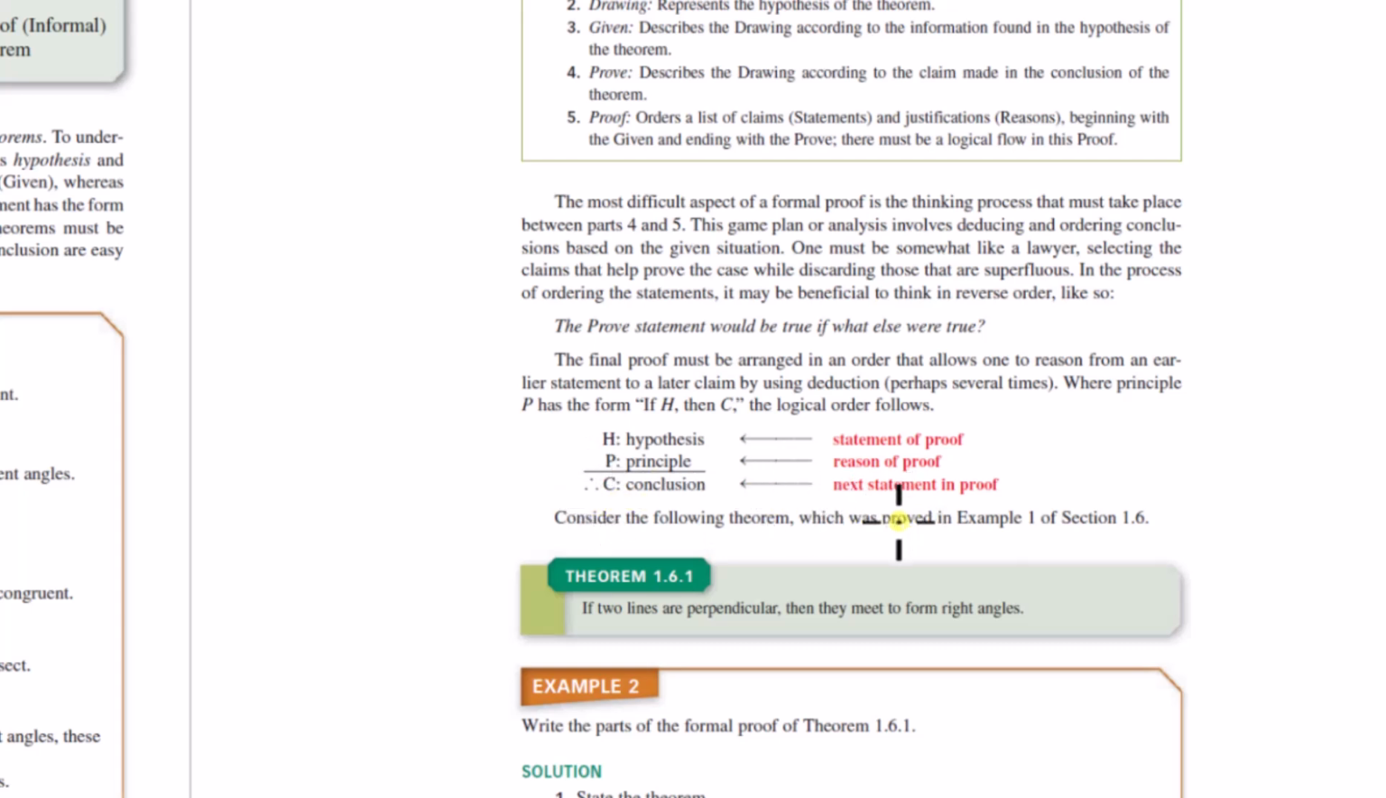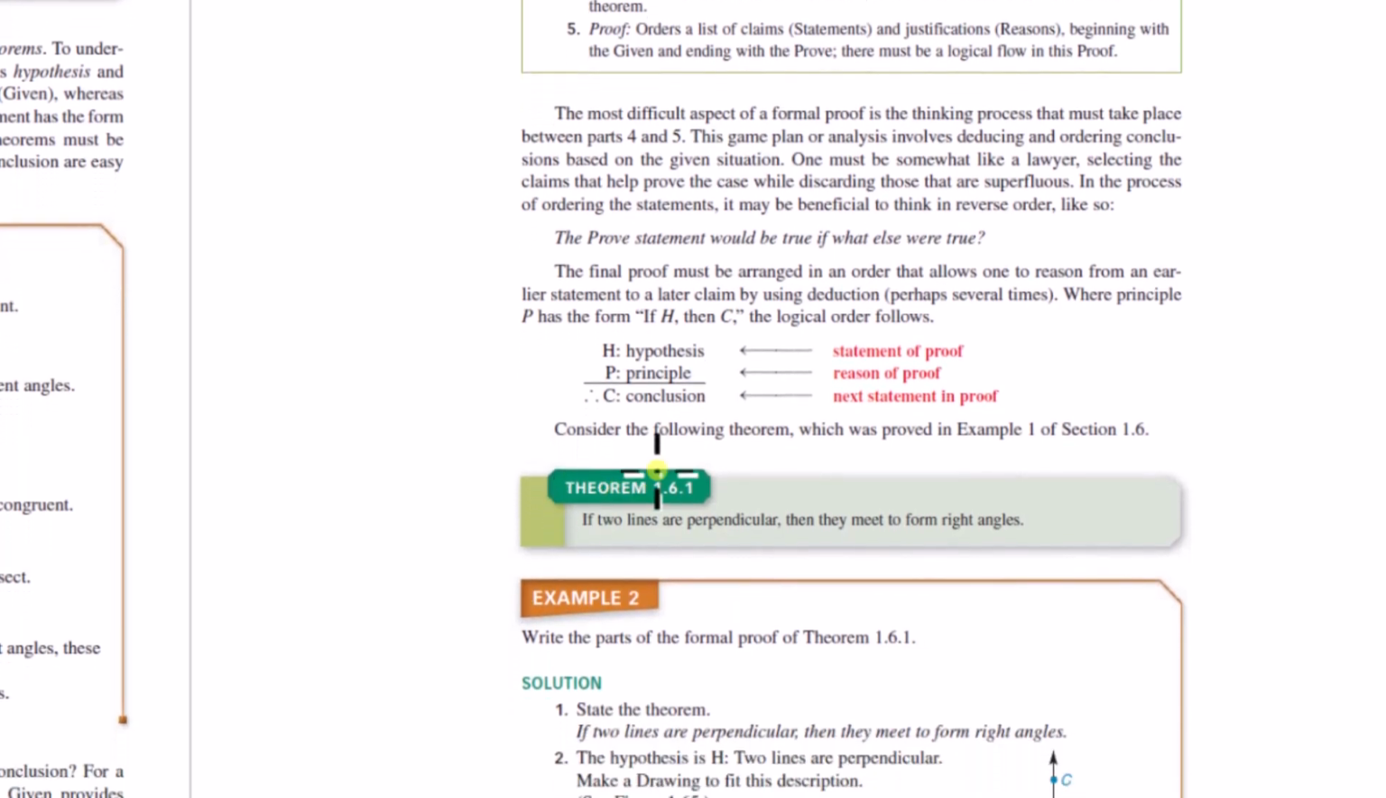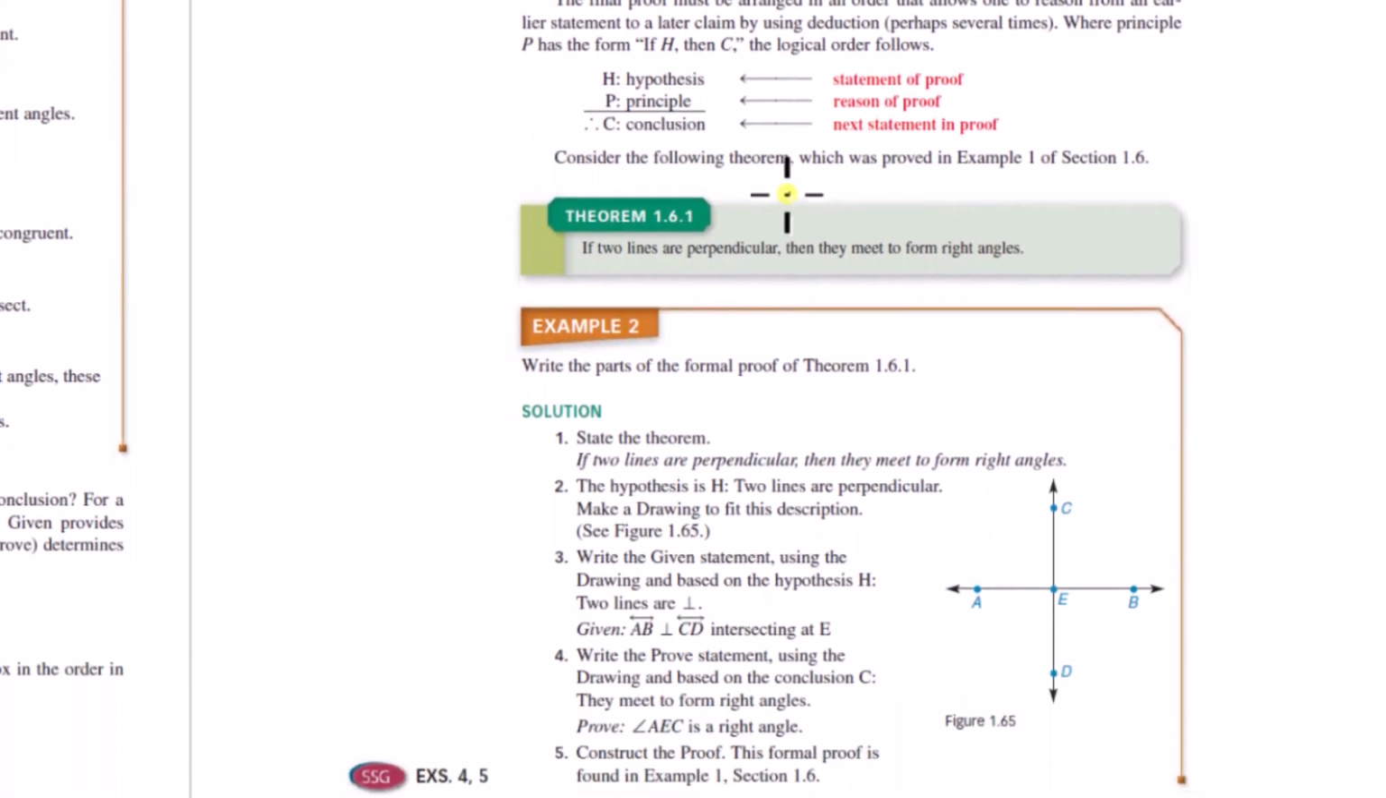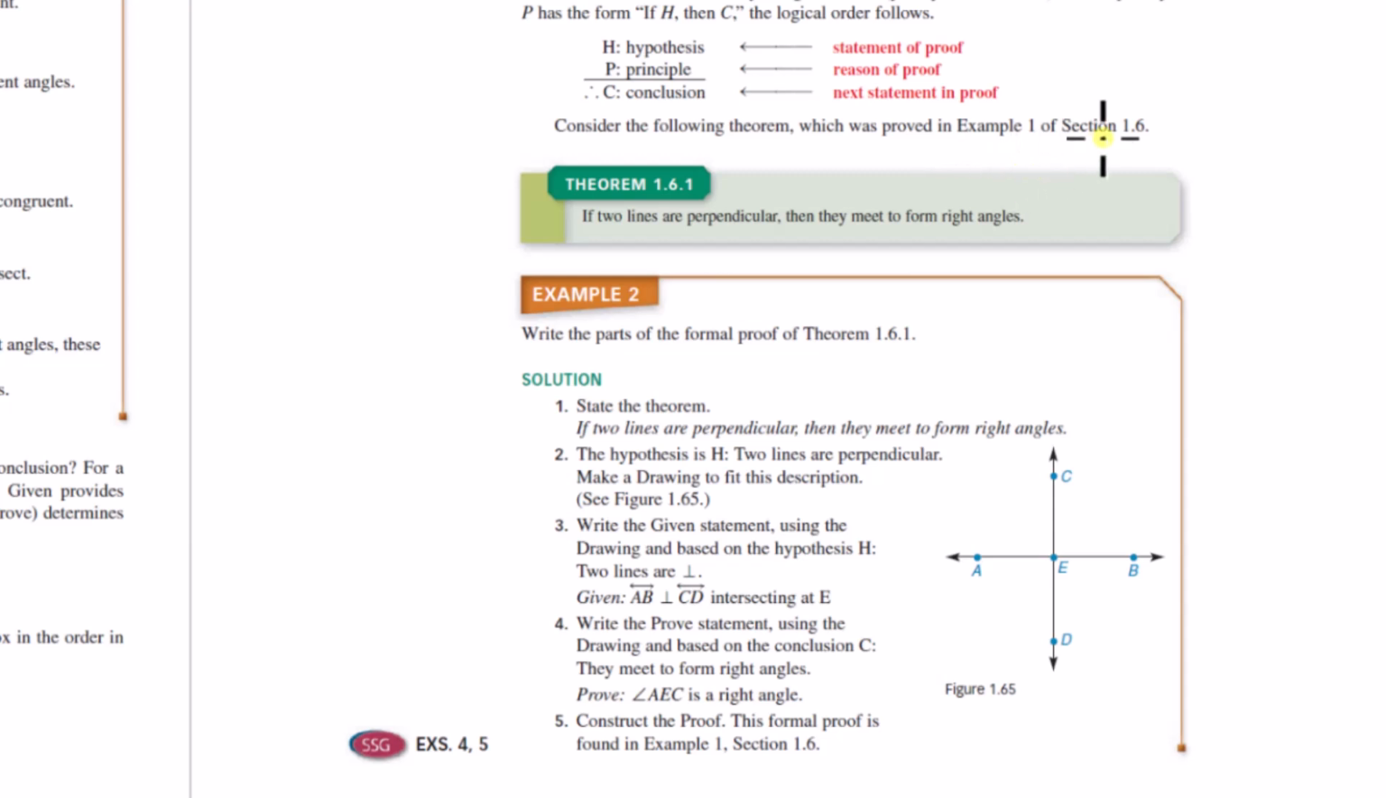So let's keep going. Let's take a look at these examples. Consider the following theorem, which was proved in example 1 of section 1.6. If two lines are perpendicular, then they meet to form right angles. Okay, so let's prove that. We're going to write the parts of the formal proof of this theorem.